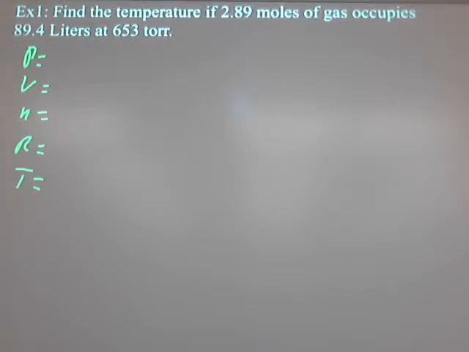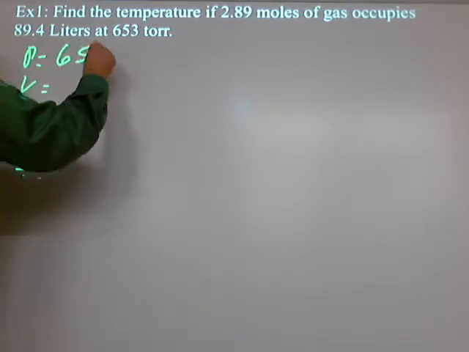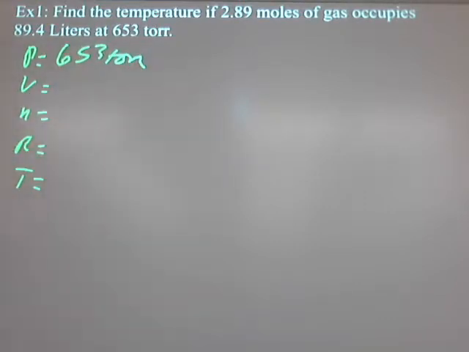Everybody look up there. If this wasn't an honors class, I would be having all kinds of trouble with these variables, because it doesn't specifically say what each thing is. But because you guys are honors, you should be able to tell what the pressure is intuitively by simply looking at the units. Which of all those numbers up there has to be a pressure? 653 torr. See it? All right. What about my volume?